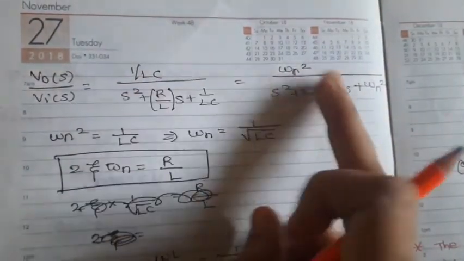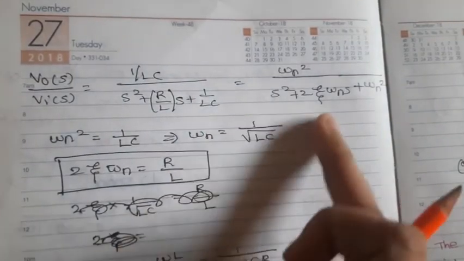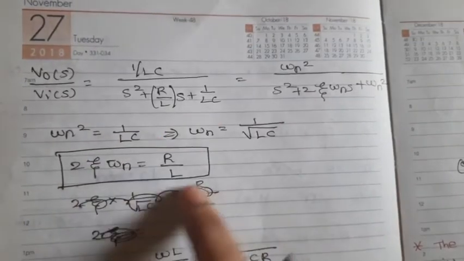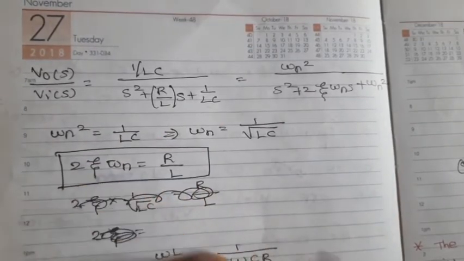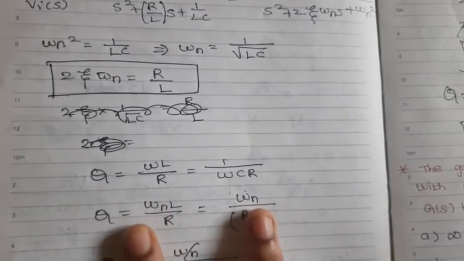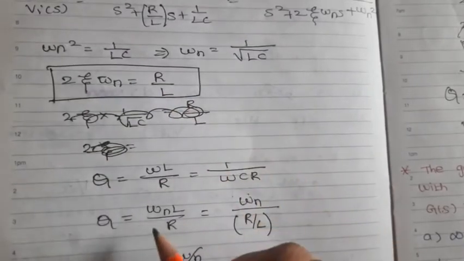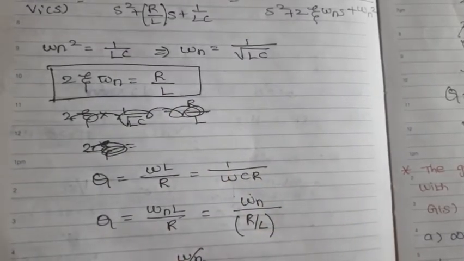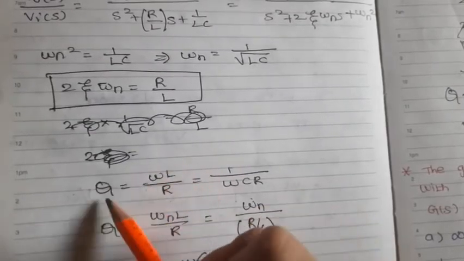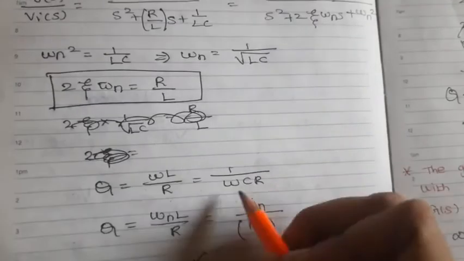So omega n squared is equal to 1 by LC. Obviously omega n is equal to 1 by square root of LC. So 2 zeta omega n is equal to R by L. So this is 2 zeta omega n. So how can we relate with Q? Q is equal to omega L by R. Okay, this is also one formula. Q, quality factor, equal to omega L by R or 1 by omega CR.